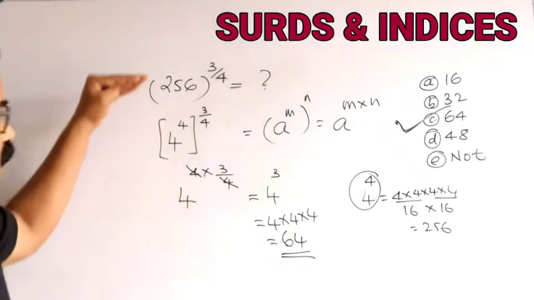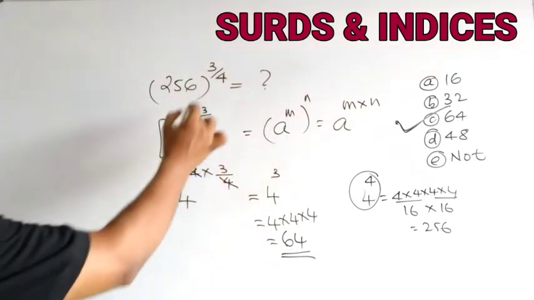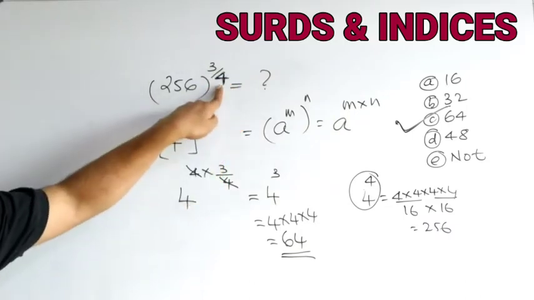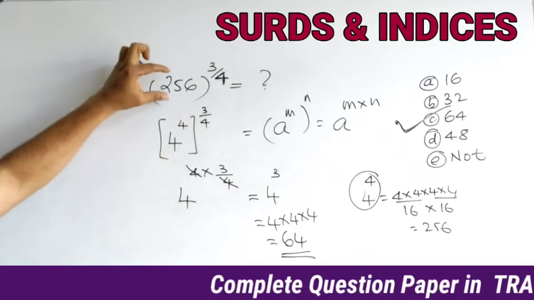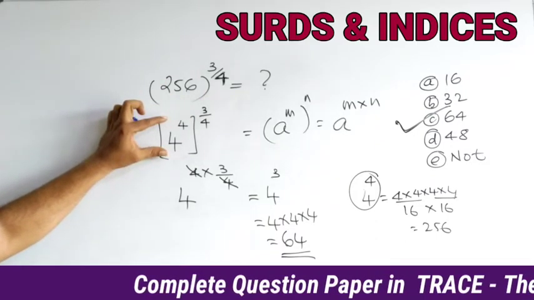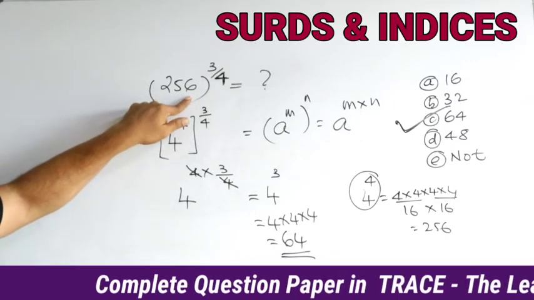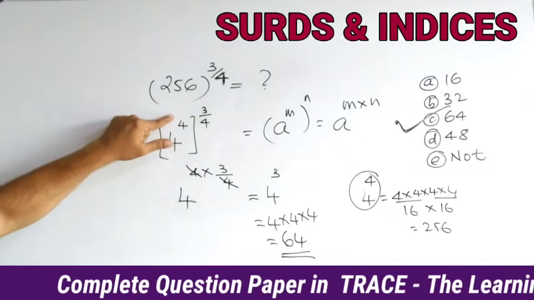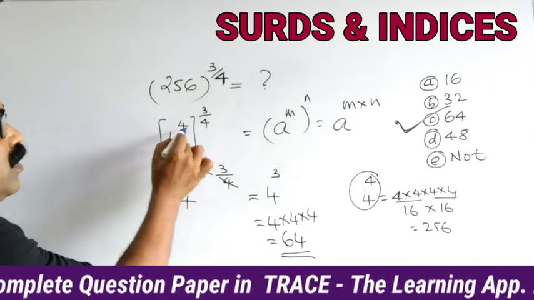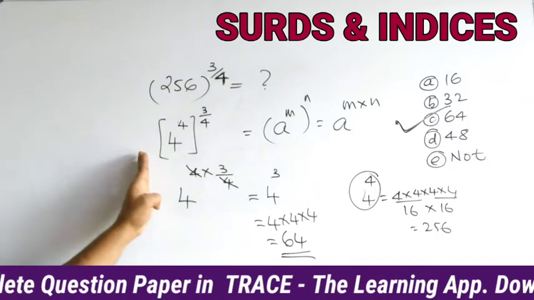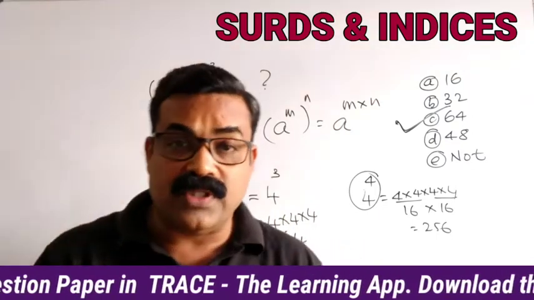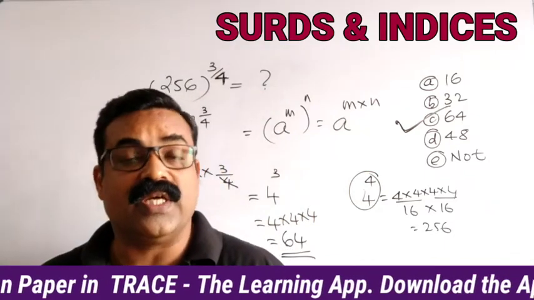So what actually is the idea here? Whatever number is given here, you have to express this number in terms of some power of a number. Here 256 we have written as 4 power 4. Why have we written 4 power 4? Because then this 4 and this 4 you can cancel and simplify to get the answer. So take more and more questions and practice so that you can increase your speed.